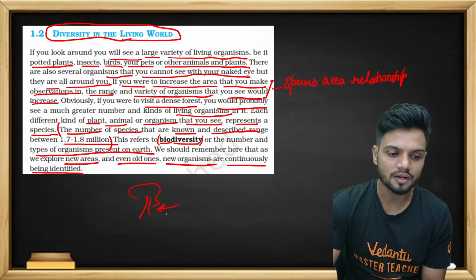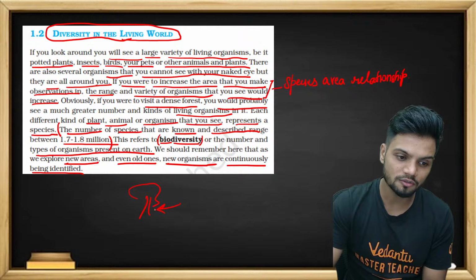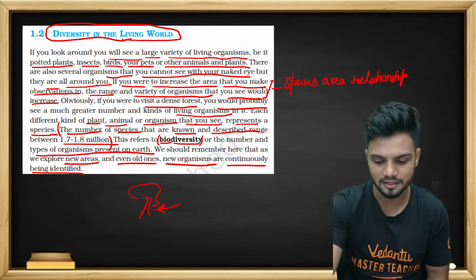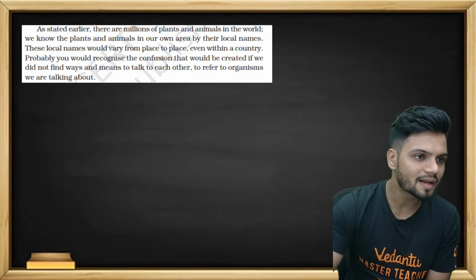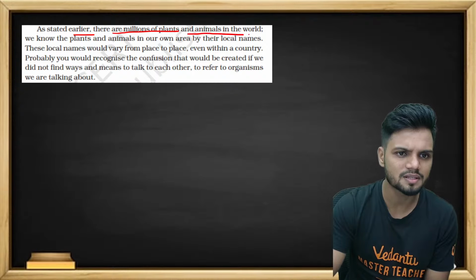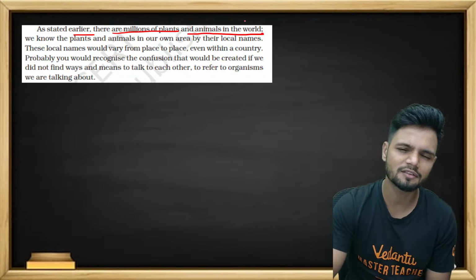No one has gone to that forest. Now, as soon as you go to that forest and you find something new, biodiversity increased. Simple as that. Okay. As stated earlier, there are millions of plants and animals in the world. Millions of them. Variety are there.